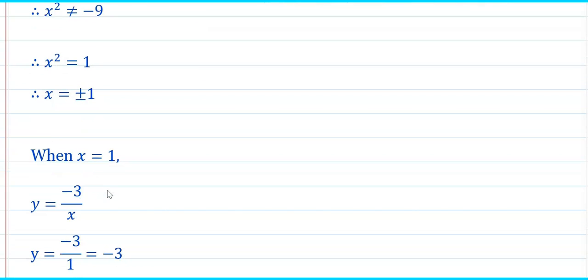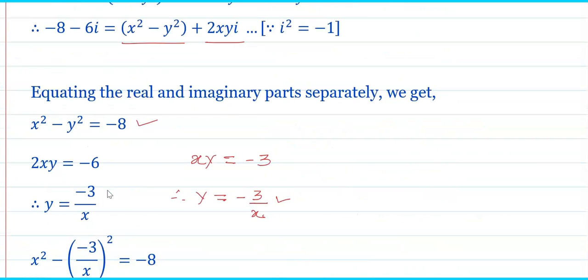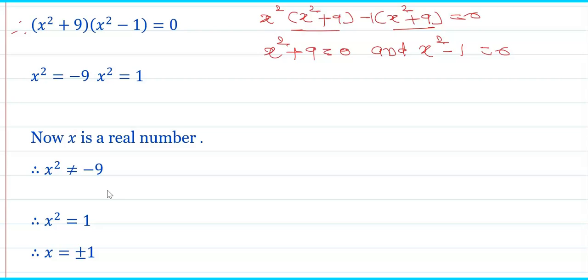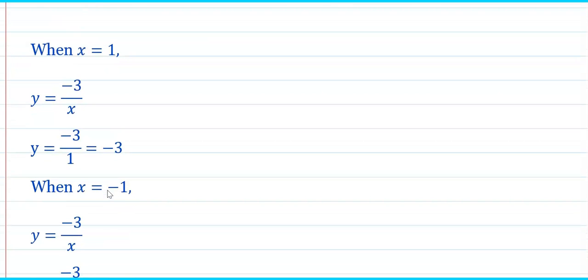Plus 1. But what is y? y is equals to minus 3 upon x. See, it is given here, y is equals to minus 3 upon x. Therefore we substitute here the value of x. x is 1. That is minus 3 upon 1. You will get y is equals to minus 3. So what is the first complex number we get? That is x plus iy. You will get 1 minus 3i. This is the first one.